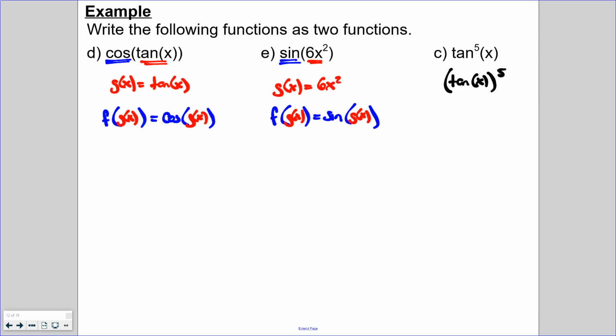And when we change the notation to look like this, it's pretty easy to see that the inside function is actually tangent, and the outside function is going to be to the fifth power. So that means our g of x is going to be tangent of x, and our f of g of x is going to be g of x raised to the fifth power. And there you go. We have just decomposed composite expressions.